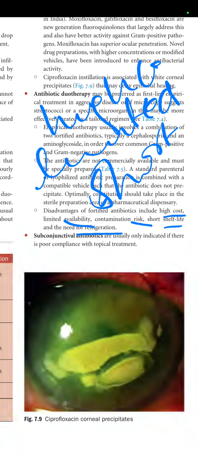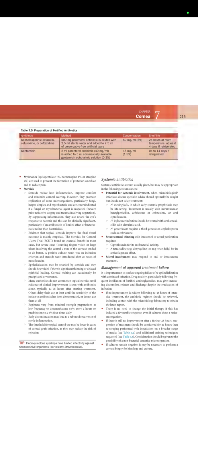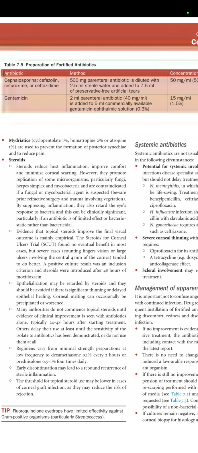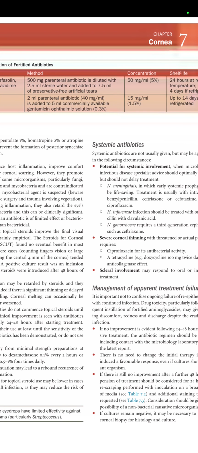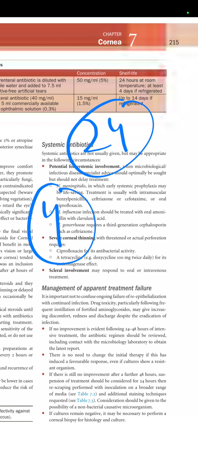So let's see how we prepare these antibiotic drops. You can see in this table the preparation of the fortified antibiotics. The antibiotics are cephalosporins, which include cefazolin, cefuroxime, and ceftazidime. Basically, the concentration is 5%, 50 mg per ml, and its shelf life is 24 hours at room temperature, at least 4 days if refrigerated. So at room temperature it is only 24 hours, and if refrigerated, then 4 days.